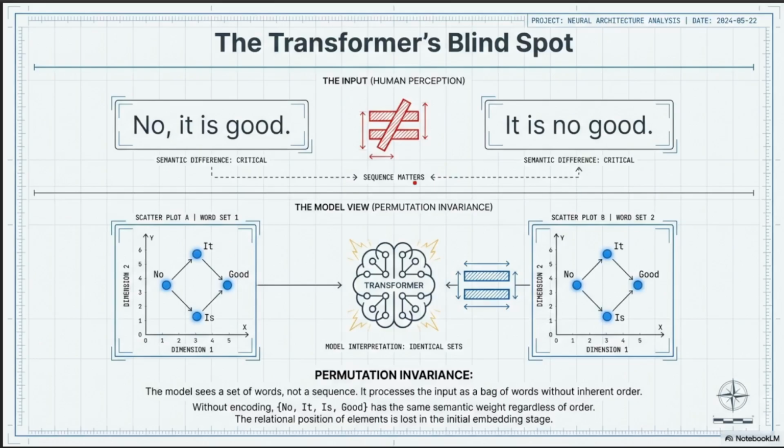Because of this parallel processing, the model suffers from permutation invariance. If we don't intervene, the model sees the exact same set of words for both sequences. So one "no", one "it" and one "good", as the scatter plot shows. The geometric representation of these two sequences is identical in the model's eye. Without encoding position, the model physically cannot tell these two sentences apart.